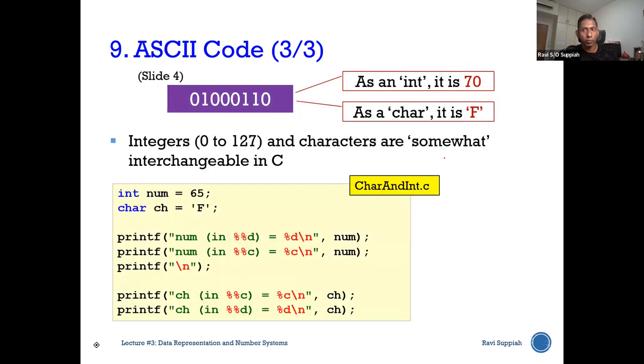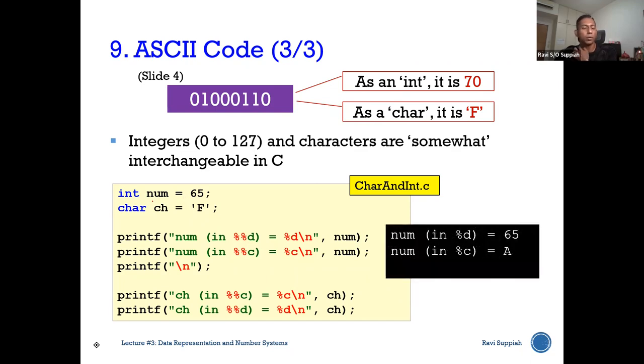Alright, so in terms of C programming, whenever you declare a variable, this is again something interesting in C. Okay, so if you look at this example, you have 2 variables, integer num and character ch. So for the number, you have keyed in value 65, and for the character, you have keyed in uppercase F. Okay, when I do a first printout here, I'm printing out num as an integer, so it comes out as 65, and I'm printing out num as a character.